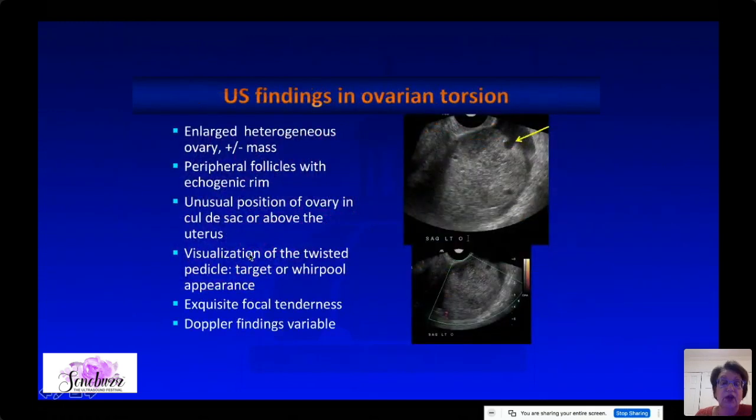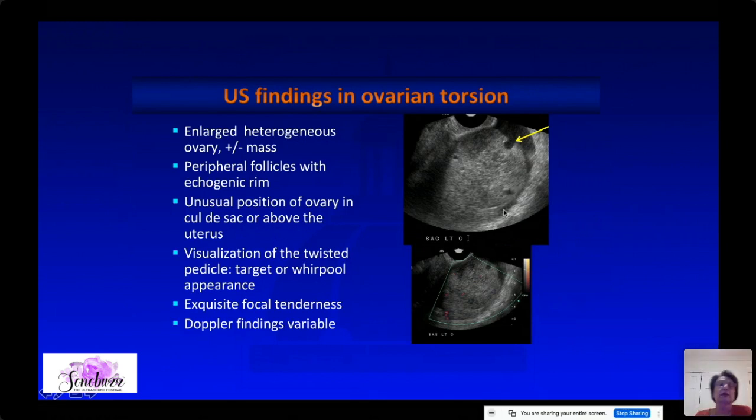So what are the ultrasound findings in ovarian torsion? Well, you're going to see an enlarged heterogeneous ovary. You may or may not see a mass, because oftentimes this patient will have a mass which acts as the lead point or fulcrum for the torsion. If there's no mass, you're going to see peripherally displaced follicles. Sometimes they have an echogenic rim because there is edema around the follicles.